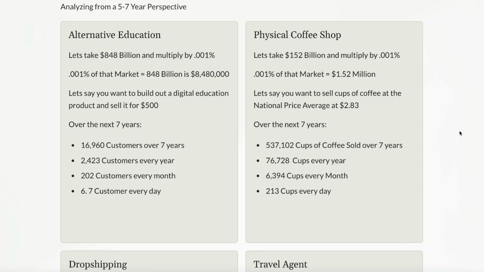6.7 customers every day might seem like a lot, but that's just on average. As you continue to get better and better, you get better at your marketing strategies and your marketing efforts. That's almost 17,000 customers over 7 years. But remember, that's also getting us to 8.4 million over that time range.